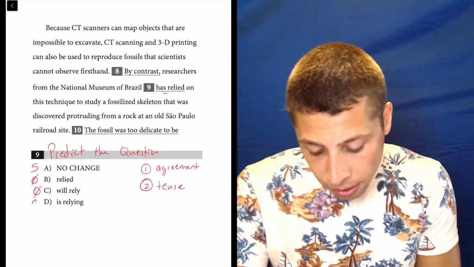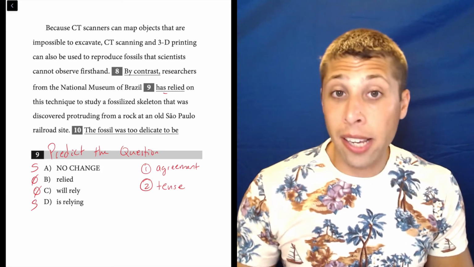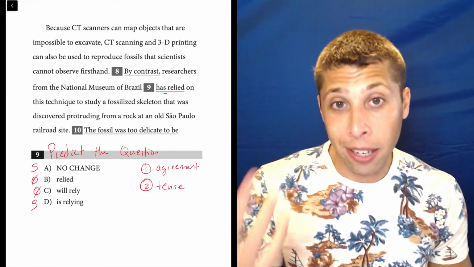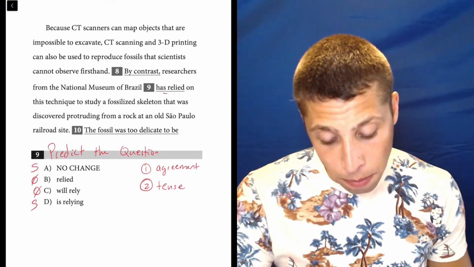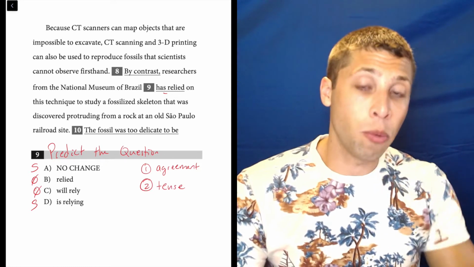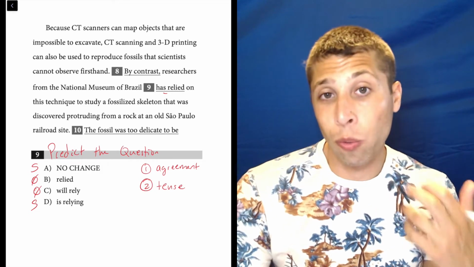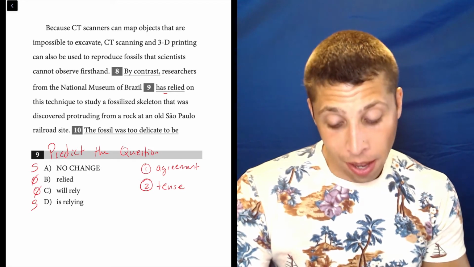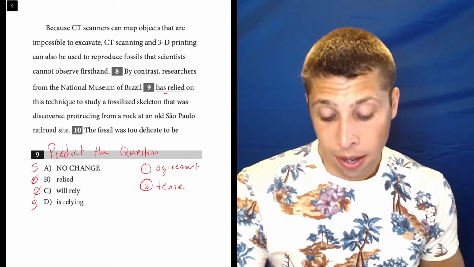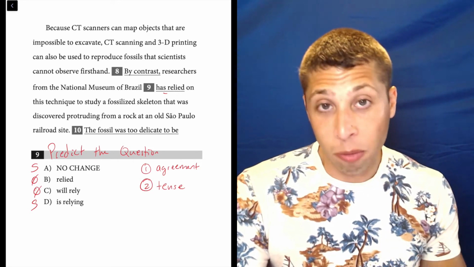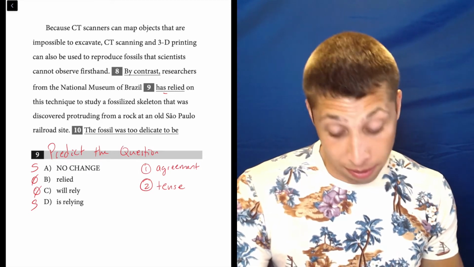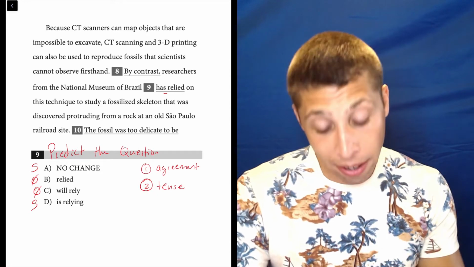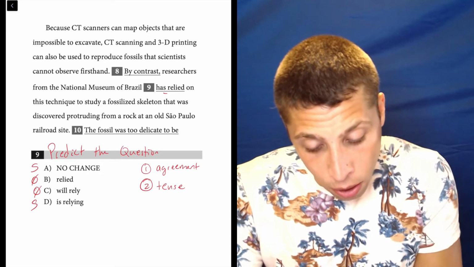D, though, is also singular because the word "is" ends in S, and that's singular. "Are," A-R-E, would be the plural version of that verb. And so what we need to do with agreement is we need to think, well, what is doing the action? What is the subject of the sentence? Because that needs to match. They want you to think that it is the National Museum of Brazil that is relying on the technique. It's not. It is the researchers.